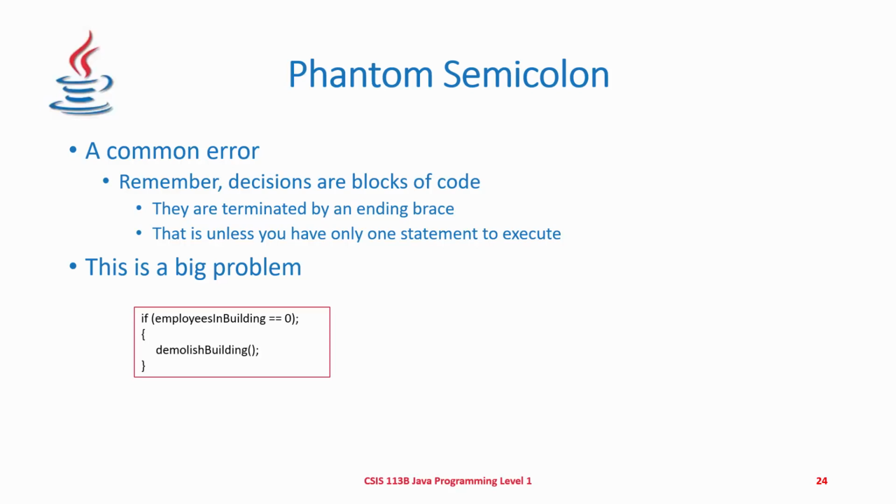And so that's what you see in the example there. We've got the if with the condition, employees in building compared to 0, and then after the condition a semicolon. So that is incorrect. That is going to throw an error. So semicolons only go after the statements. When you have ifs and else ifs, we collect all the statements into the curly braces, but you never terminate the conditional expression with a semicolon.